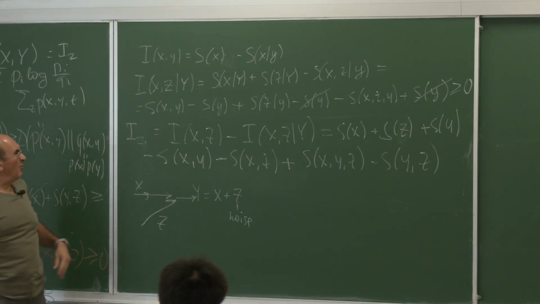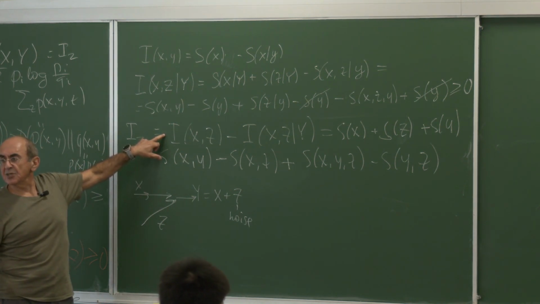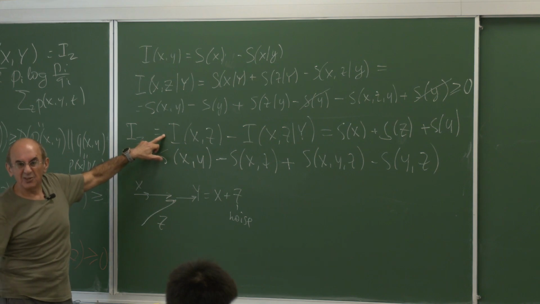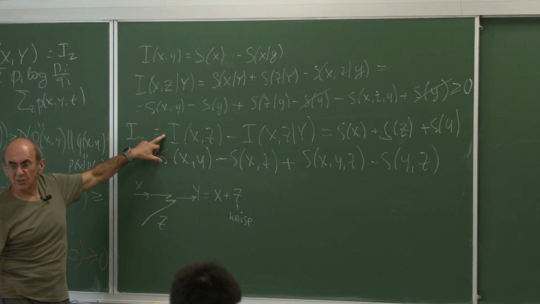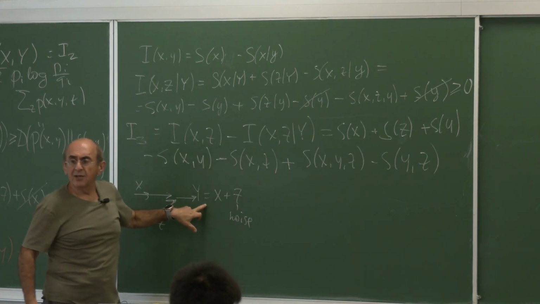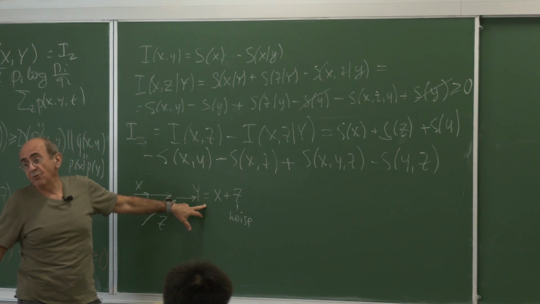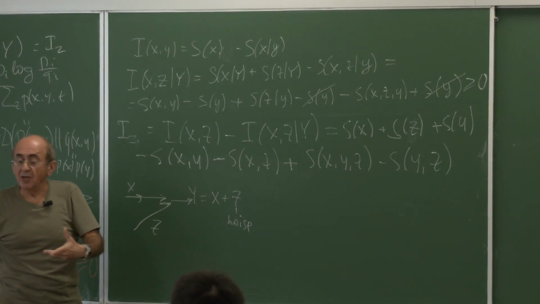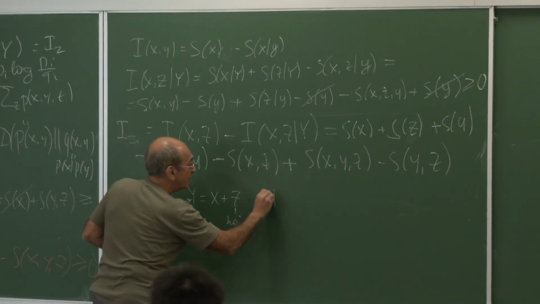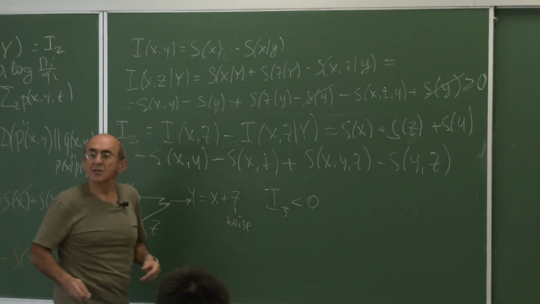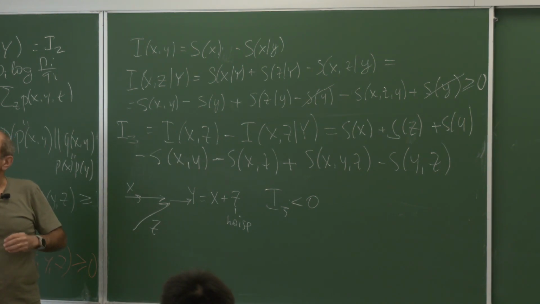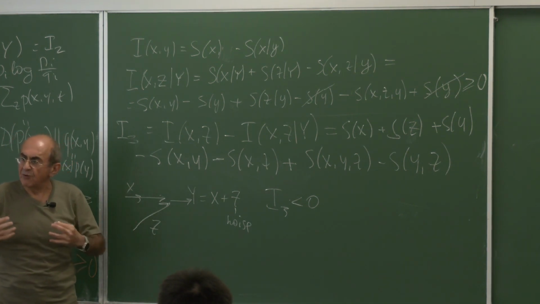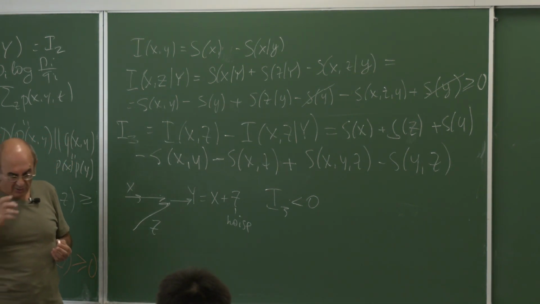In this case, what is the mutual information between X and Z? It's zero. Noise, by definition, is independent of the signal. But now, when I know Y, is there any correlation between X and Z? Of course. Now I know that the sum of X and Z is equal to a known value. And in this case, this I3 is negative. It means that knowledge of Y imposes correlation on X and Z, which wasn't there. Or it could diminish it.